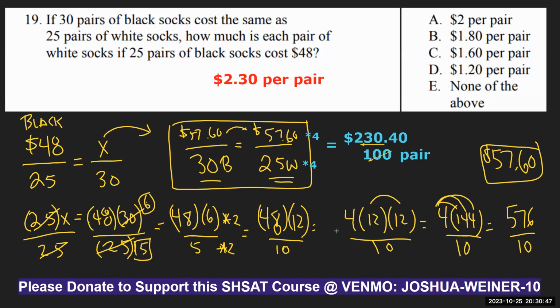Everyone see that? The yellow arrows I just drew? Since we're dividing by 100, when we times the top and bottom by 4, it's $2.304 or $2.30 per pair.